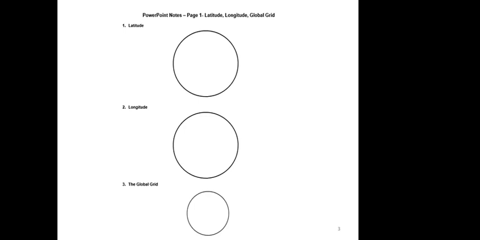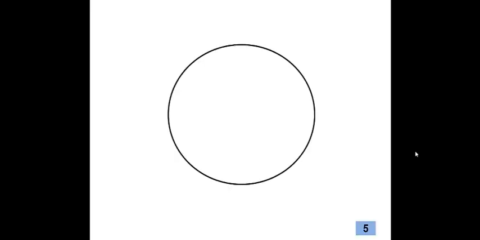Label one of those circles latitude, one of those circles longitude, and one of those circles the global grid. You'll want each of these circles to be big enough that you can draw inside of them. So let's go ahead and get started with our latitude circle first.